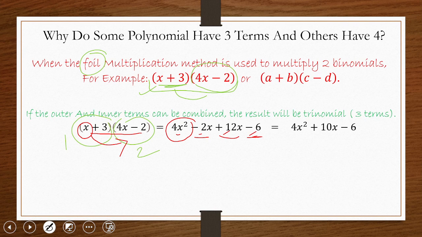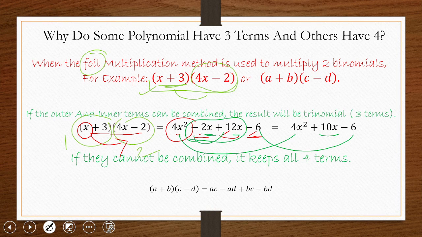No, but you can see that minus 2x and 12x are similar terms, so we can combine these two and add them. Different signs are there, so we subtract: plus 12 minus 2 is 10x. This 4x squared is written as it is and this minus 6 is written as it is. So the terms go on like this. If they cannot be combined, it keeps all 4 terms. Look here, if they cannot be combined, the terms become like this. Okay?